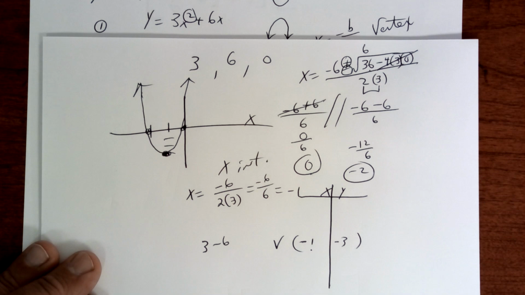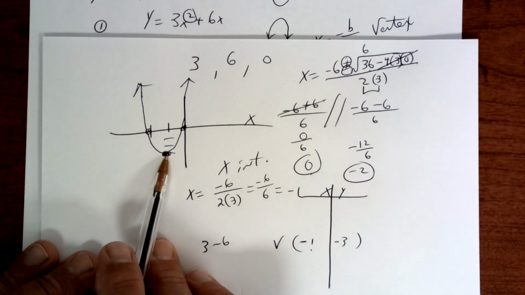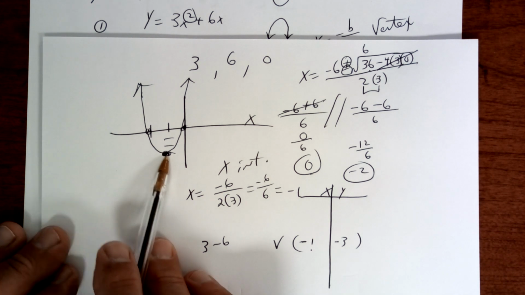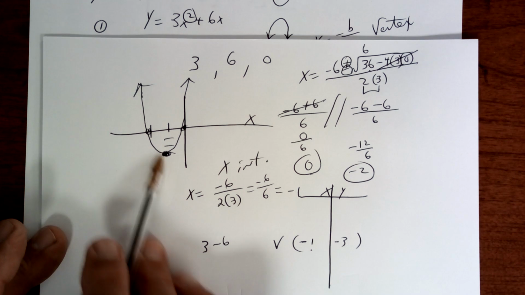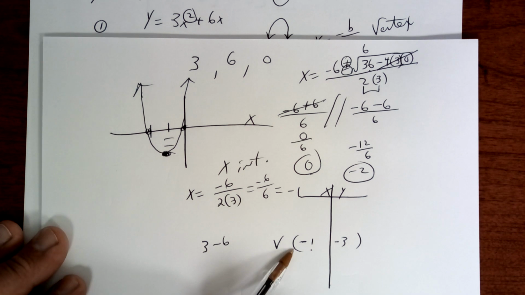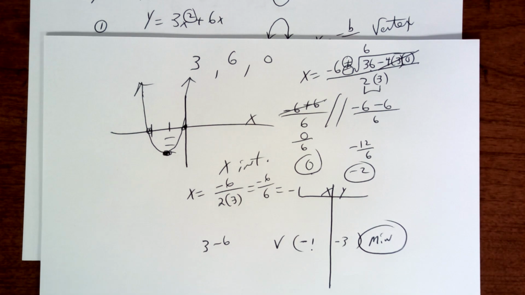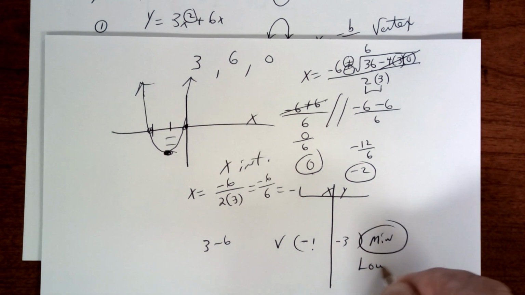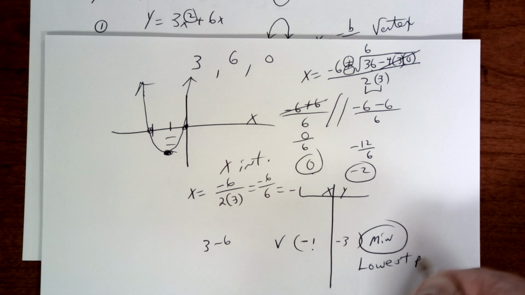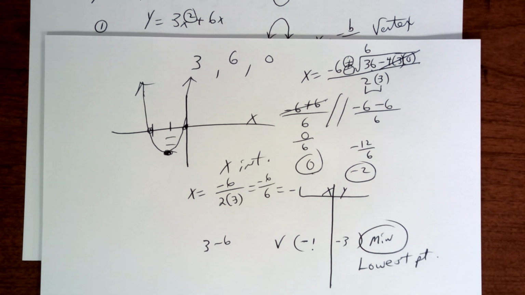So, is this a high point or a low point? Way up here is high. Way down here is low. So that is a minimum. Write that down. It is a low point. Lowest point is your vertex. And that's how you do it, and that's what we're doing today.